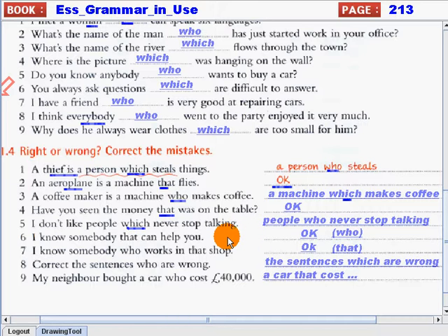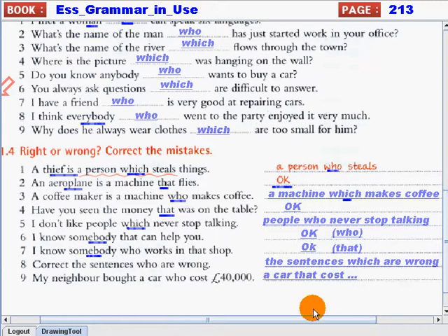I know somebody that can help you. You can also say, I know somebody who can help you, because we have the subject somebody. And number 7, I know somebody who works in that shop. It's okay. We can also say, I know somebody that works in that shop.